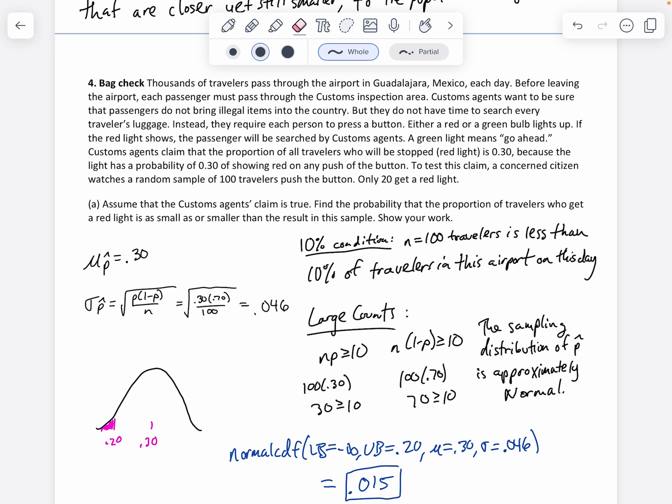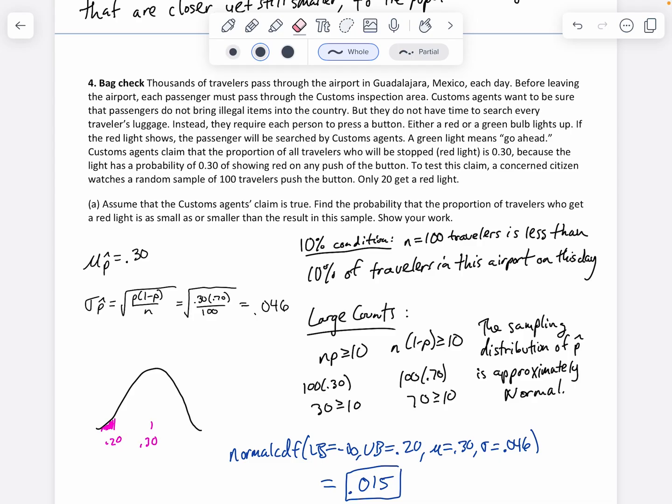So we need to find the probability that the proportion of travelers who got a red light is as small or smaller than this. So 20 or less. Right? Because if you even got less than 20, that's even further evidence that maybe 30% is not the right answer, right? So the concerned citizen is testing to see whether or not 30% is actually accurate. We only got 20 in our sample. If we got even less than 20, that'd be even further evidence saying that 30% is not accurate.